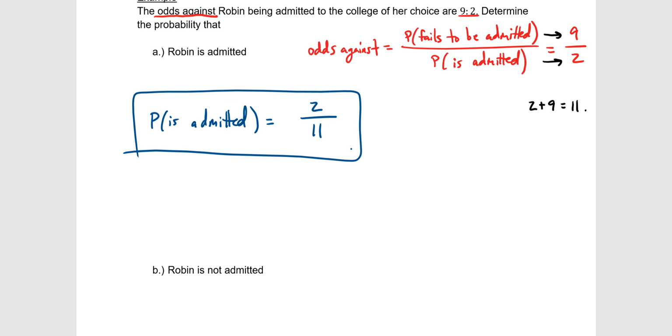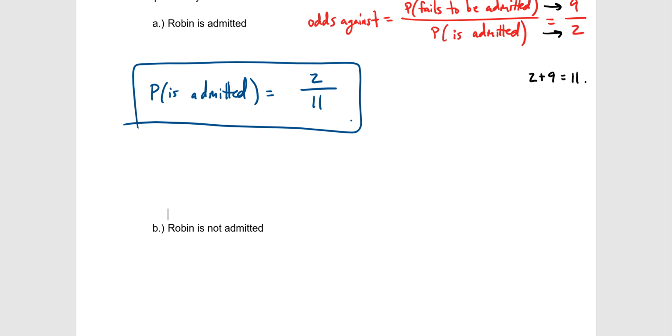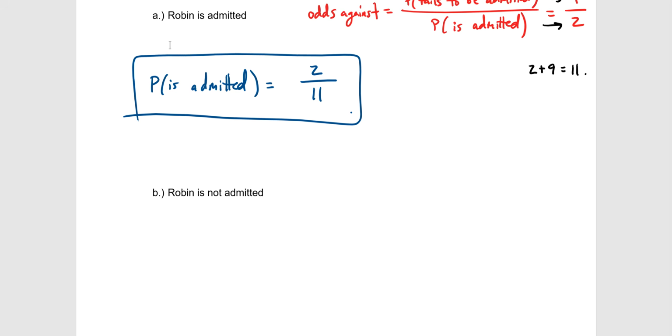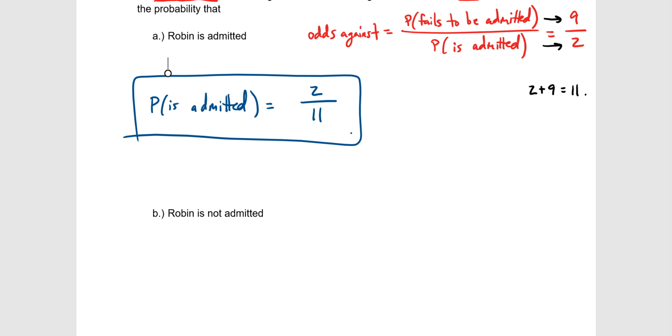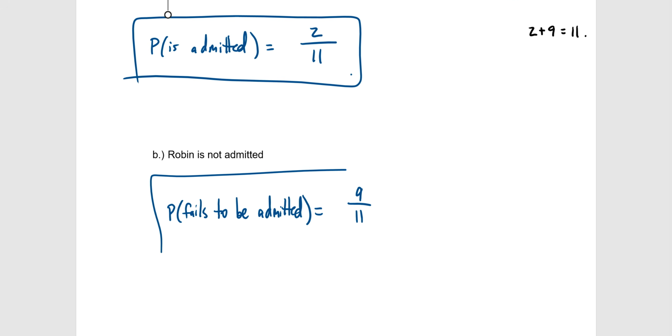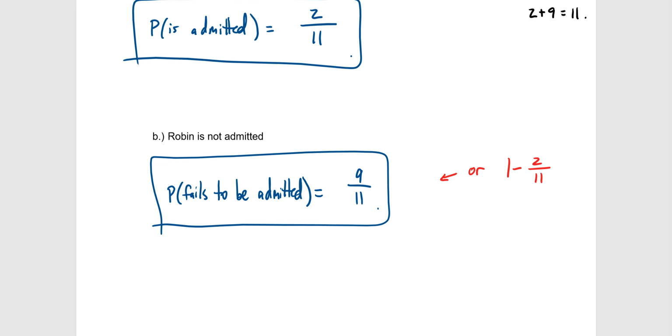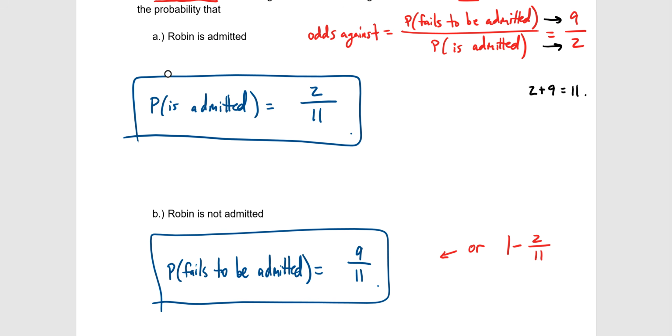Then for this last one down here, the probability that she is not admitted, it's the same exact concept. It's going to be 9 in this case, because that's the numerator, fails to be admitted, divided by the total value of 11 that we got when we added them together. So we get 9 over 11. Or you could get it by doing 1 minus 2 over 11, and you would have gotten the same exact thing. That is it for this section with odds.